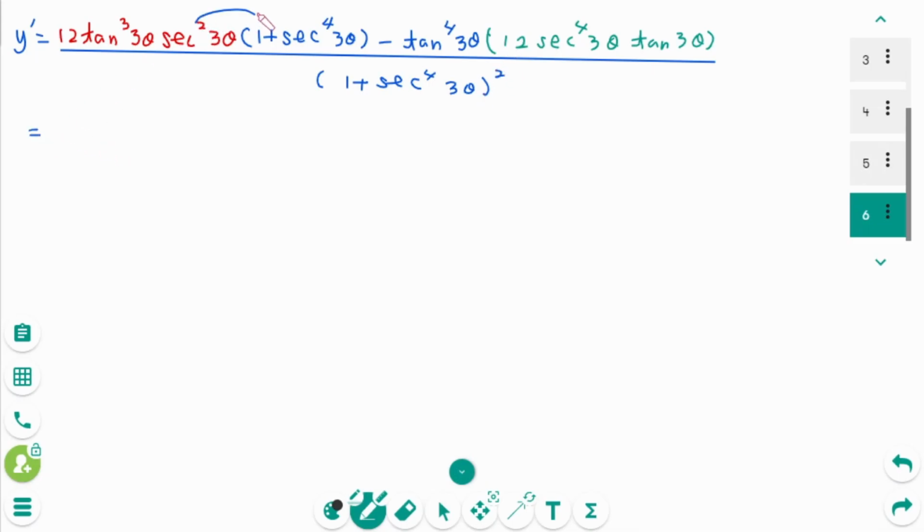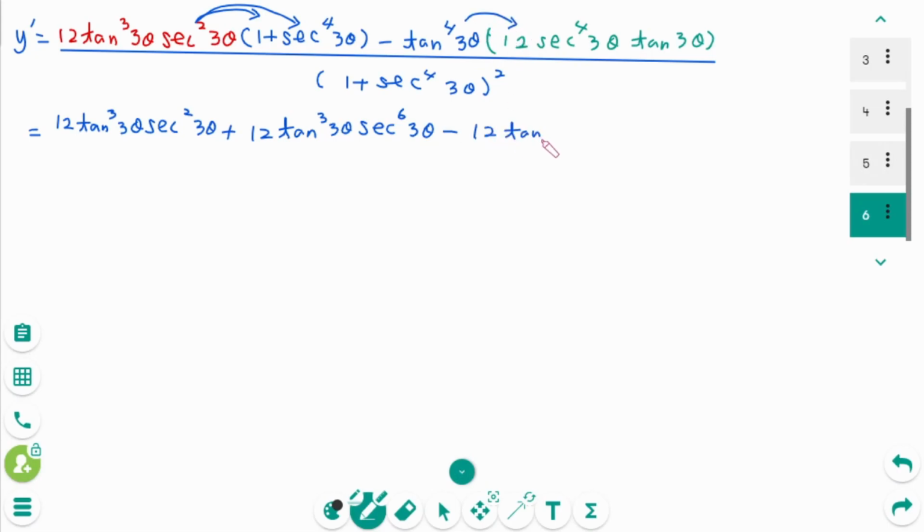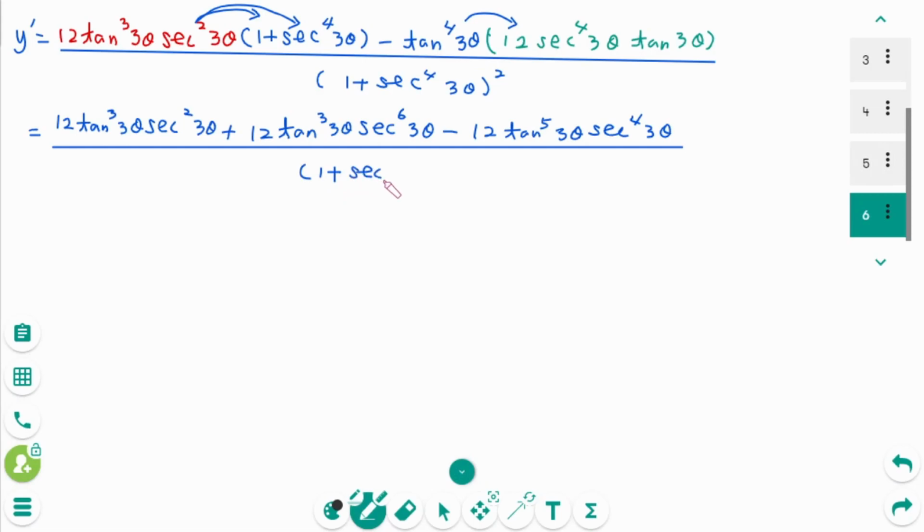Equals, expand. 12 tangent cubed 3 theta secant squared 3 theta, plus the second one, 12 tangent cubed 3 theta times secant to the power of 6 3 theta, minus this one, 12 tangent to the power of 5 3 theta times secant to the power of 4 3 theta, over (1 plus secant to the power of 4 3 theta) squared.